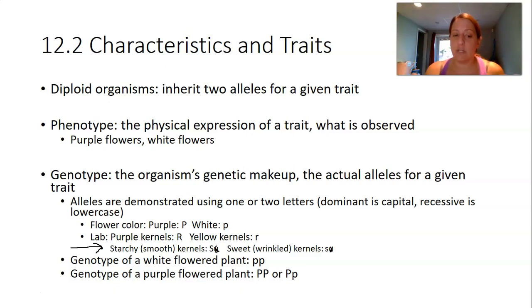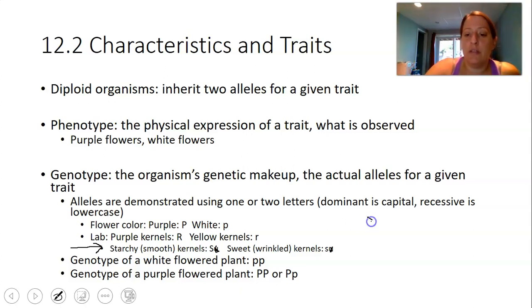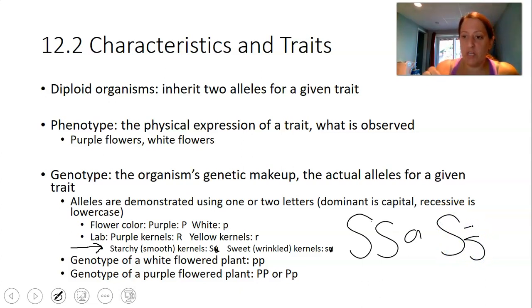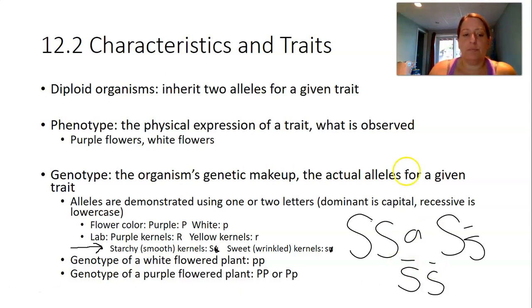Okay, so if you have a starchy kernel, its genotype is either big S, big S, or big S, little s. Both of those genotypes are going to give you the starchy phenotype. Now your wrinkled or sweet kernels, they're going to have the genotype little s, little s. They're going to be homozygous recessive. Okay? So genotype versus phenotype.